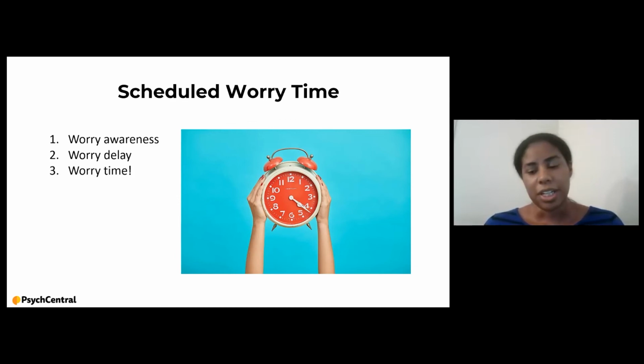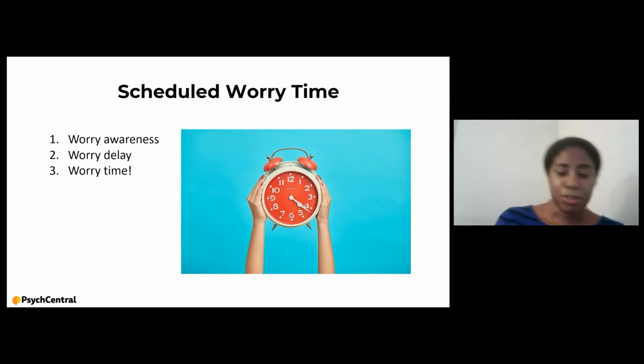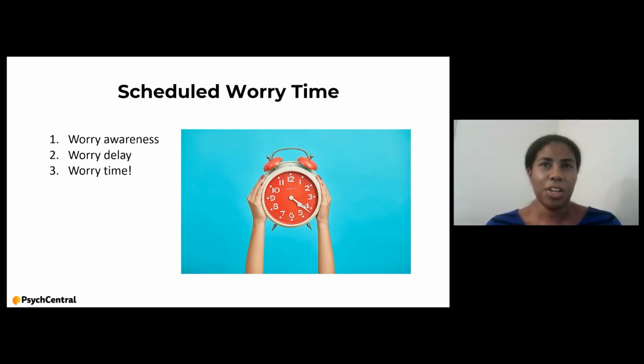A lot of times people feel like if they worry about something, they're going to resolve it, but then it just ends up leading to rumination, and you're just thinking about it a lot and it doesn't get resolved. So the idea is to find a 15 to 20-minute period in the day that you can set aside to worry. And when you set aside that time, you should not be doing anything else but worrying. So that is one mindfulness-based strategy that can help.